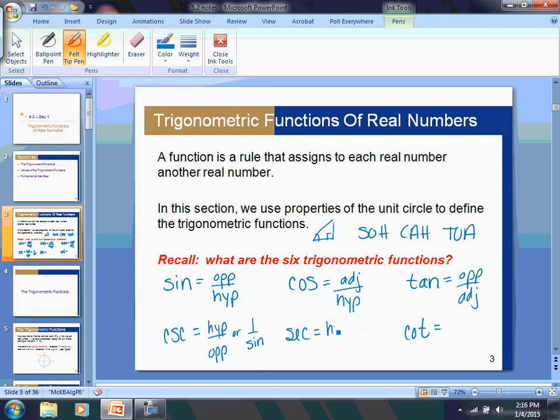Secant then will be hypotenuse over adjacent. Or you could think of it as 1 over cosine. And then cotangent is going to be adjacent over opposite, or 1 over tangent. Now there's another relationship for tangent and cotangent that we'll talk about in a little bit. But for now, this should be what you remember of your 6 trigonometric functions.